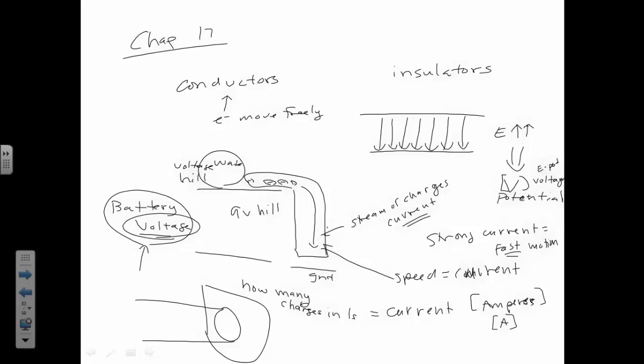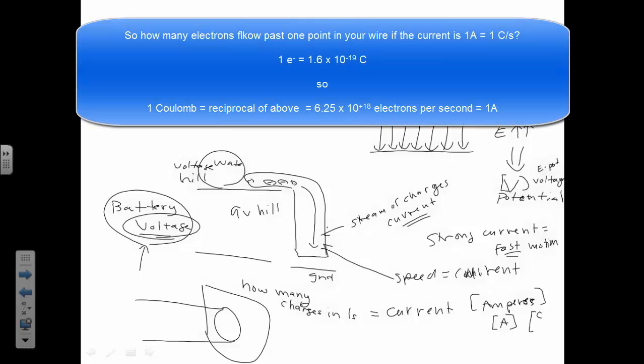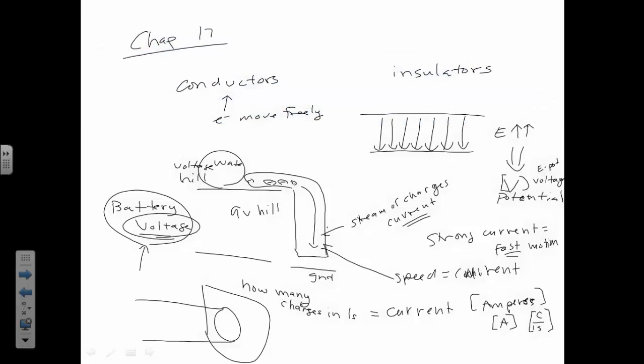And guess what the units are for current? It's coulombs per second. It's how many coulombs pass per 1 second, coulombs per second. 1 coulomb per second is 1 amp. Is an amp a lot of current?